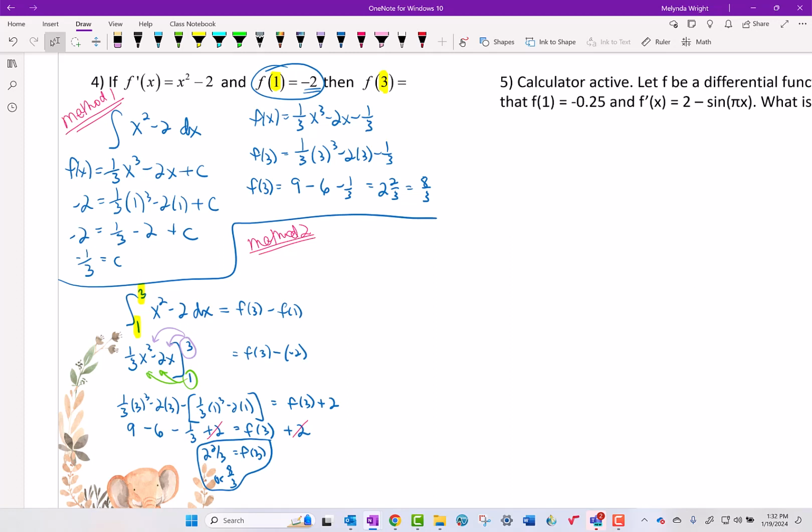Now, on number 5, we're not going to have a choice. On number 5, we have to use method 2. We don't have another choice. Okay, number 5, we have to do method 2. But when you have a question like number 4, you can choose either method.